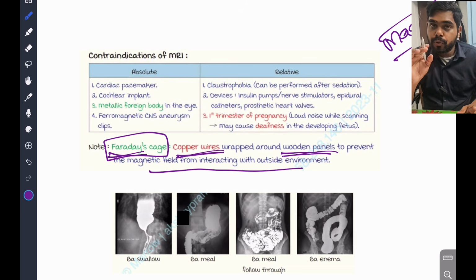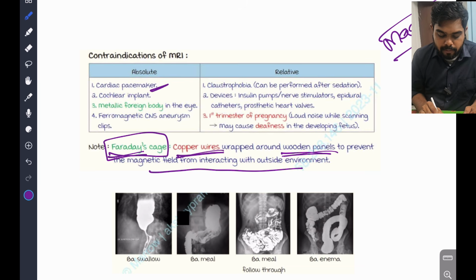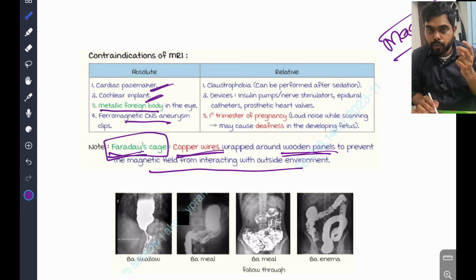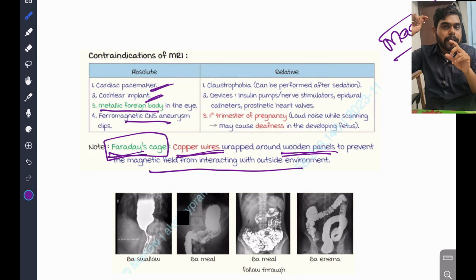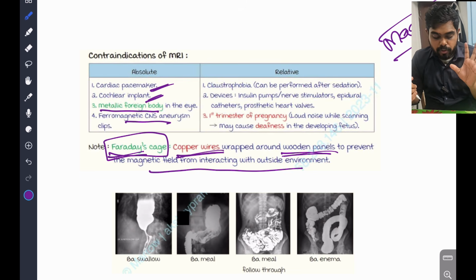So what are the absolute contraindications of MRI? Cardiac pacemaker, cochlear implant, and metallic foreign body in the eye. And ferromagnetic CNS aneurysm clip. If the person went for aneurysm surgery and they put in a clip which is a ferromagnetic material, it is causing a problem. So we cannot do MRI. These are absolute contraindications.